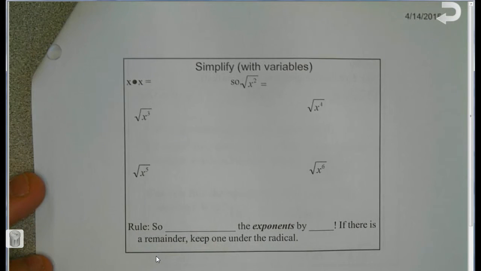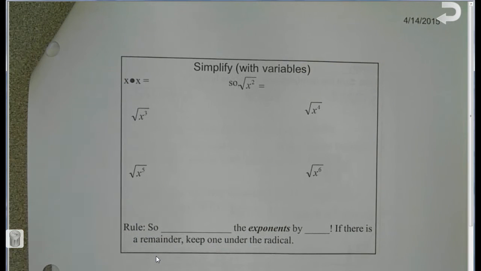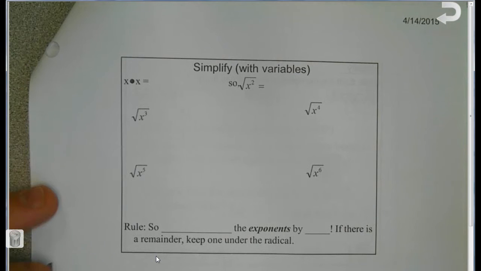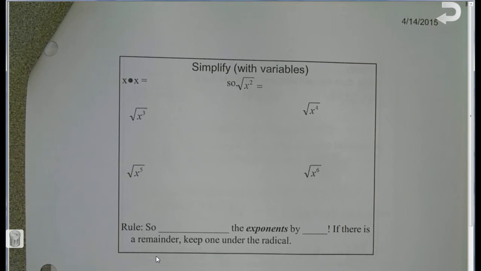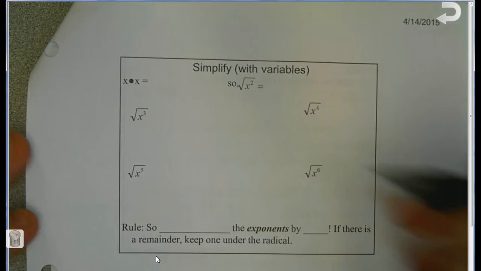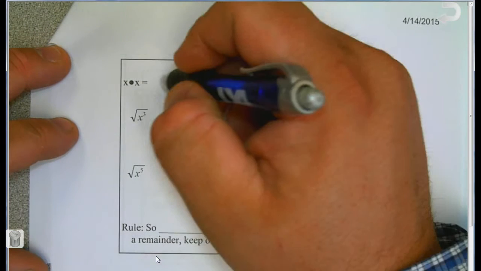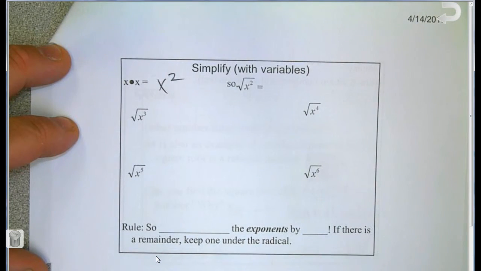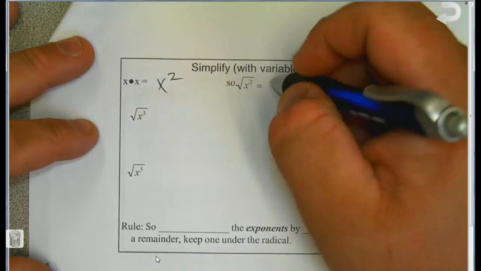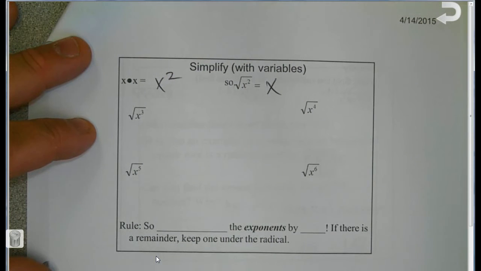All right, guys. So now we're still on day one, but we're on part two of the radicals, and now we're going to learn how to simplify the square roots of variables. If you remember the exponent properties, we had x times x was equal to x squared. So the square root of x squared is x.